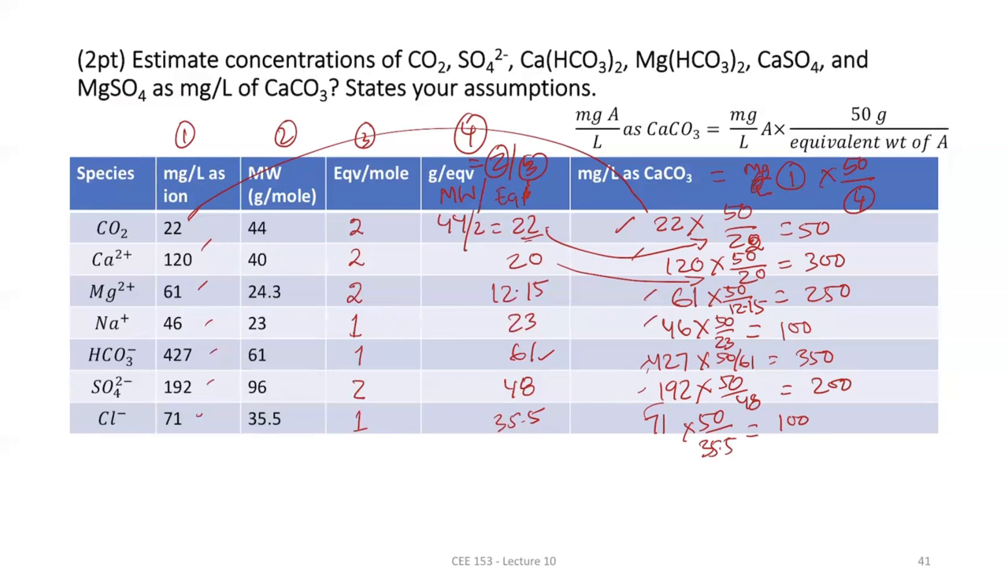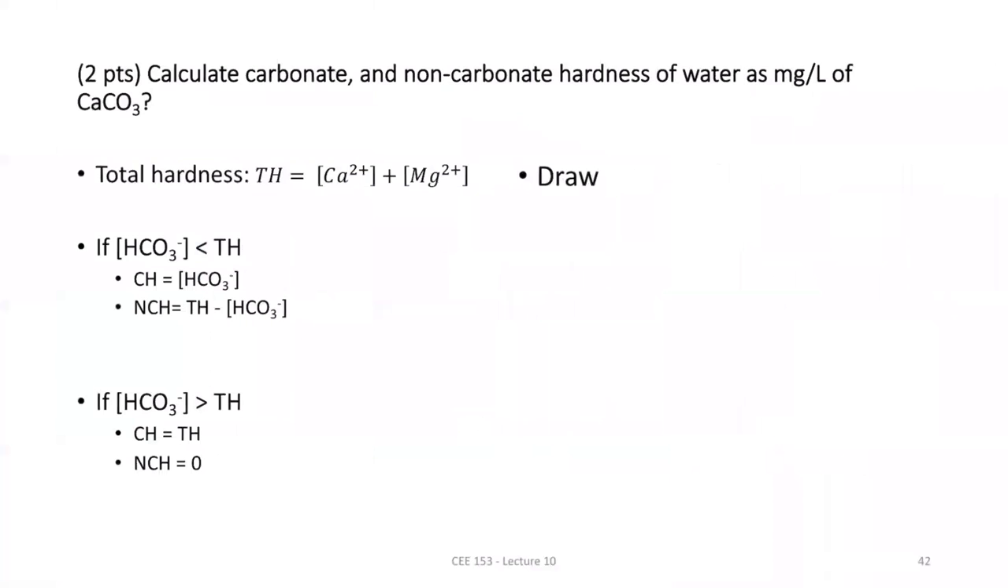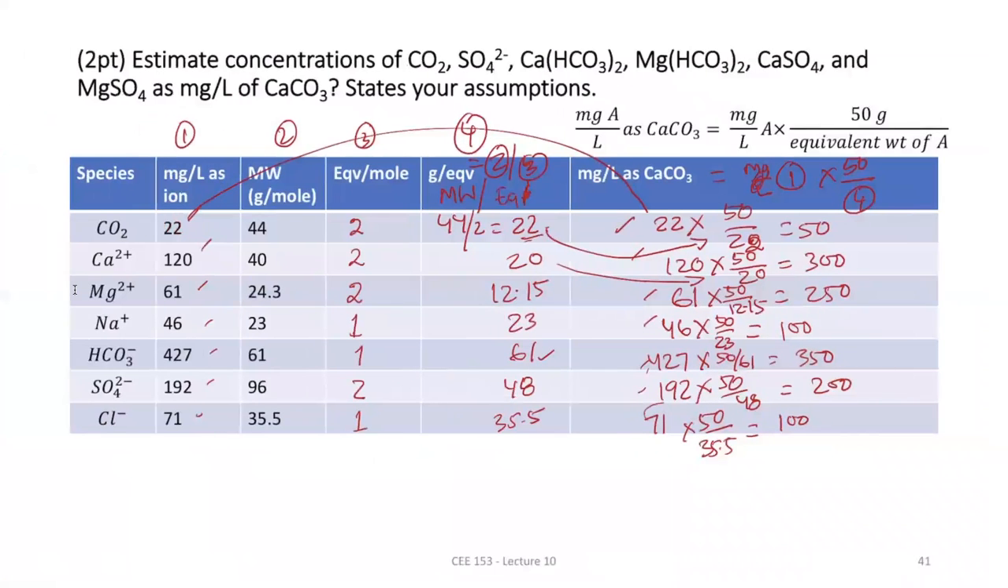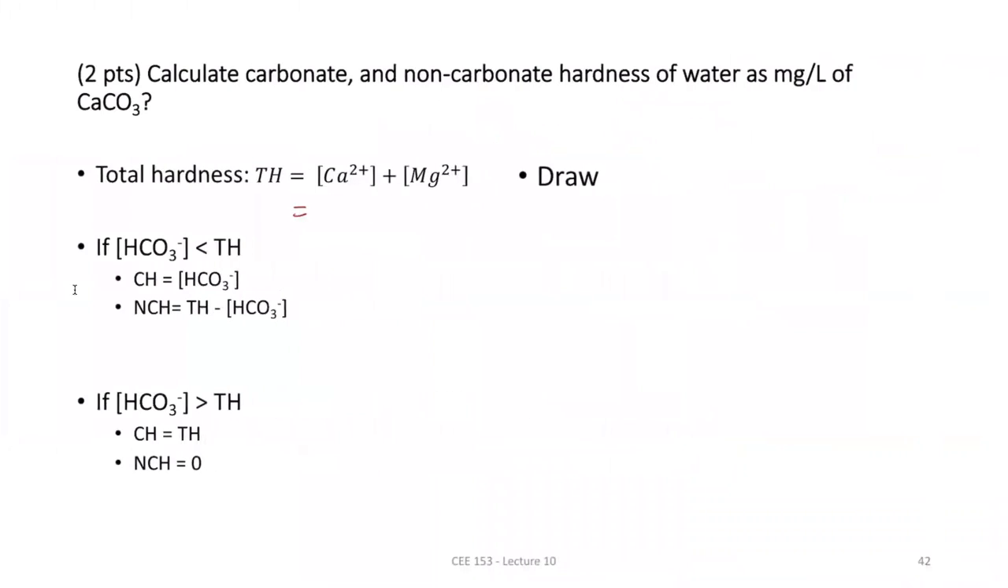So now you know every concentration as a function of calcium carbonate. Then you can add and subtract them from each other. So now you have to calculate different points. Total hardness: let's see what that would be. That's calcium plus magnesium. Calcium is 300, magnesium is 250. So that's 300 plus 250, so that will be 550 milligram per liter as CaCO3.